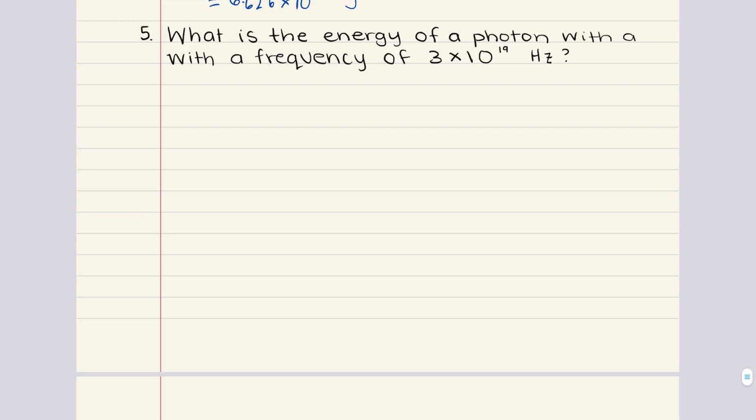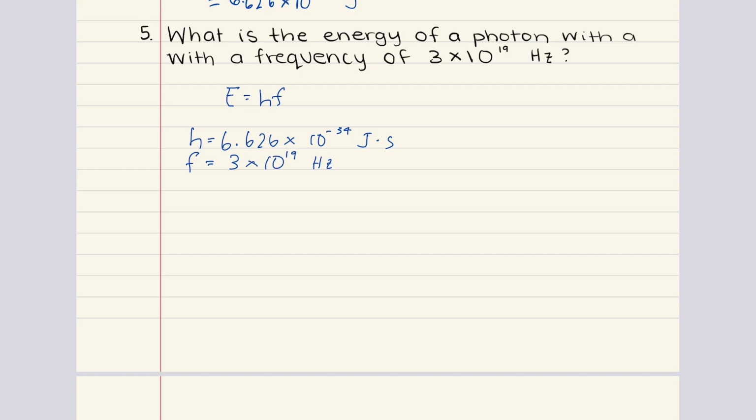This problem says, what is the energy of a photon with a frequency of 3 times 10 to the 19 hertz? For this problem, we're going to use the following equation. Energy is equal to Planck's constant multiplied by frequency. Again, Planck's constant is equal to 6.626 times 10 to the negative 34 joules times second, and frequency is equal to 3 times 10 to the 19 hertz.